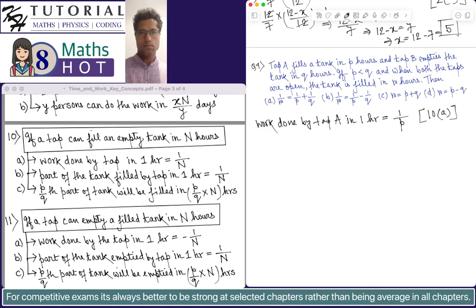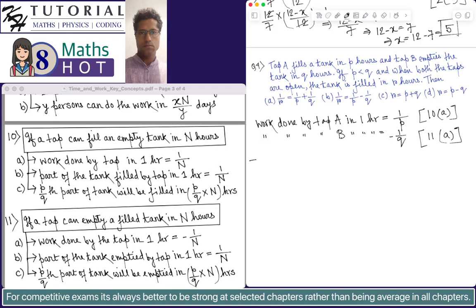Also, similarly for tap B, the work done by tap B in 1 hour will be equal to minus 1 by Q, since tap B does negative work because tap B is an outlet. It empties the tank, where it is given that tap B can alone completely empty the tank in Q hours. This is concept 11 A.